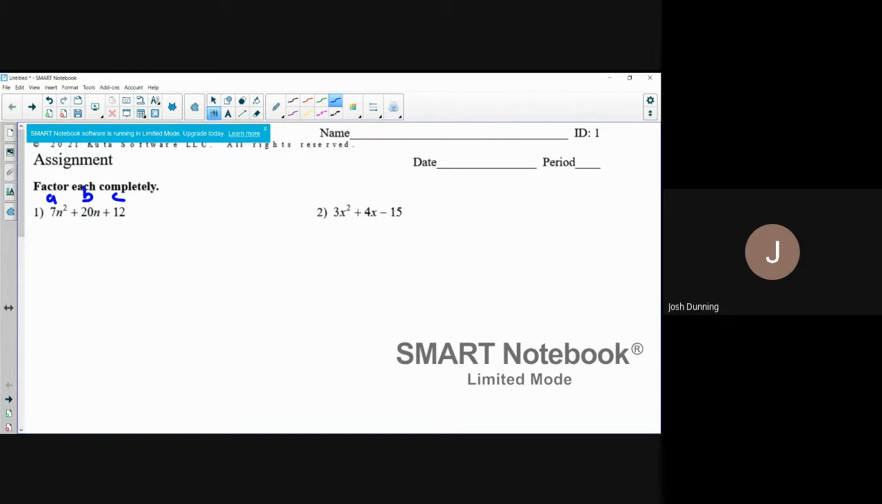Now, what you do for AC factor, first step, is you multiply A and C. That's why it's called AC factor. And you're going to write that off to the side. So 7 times 12 is 84.